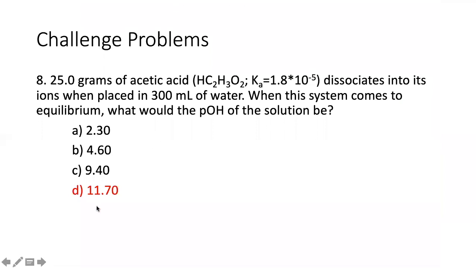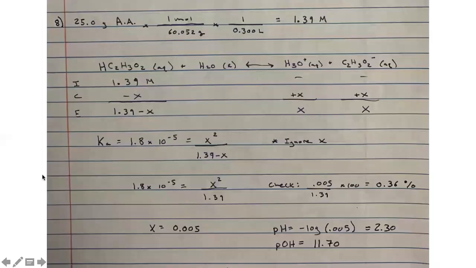Okay. Moving on to question 8, right? So we have acetic acid. We're putting it into water, and just what is the pOH? So this is kind of a classic question. Okay, so if we have 25 grams, I just labeled it as AA for acetic acid. I use the molar mass to convert to moles of acetic acid, and then I multiply it by 1 over the volume to get my molarity, which comes out to 1.39 molar.